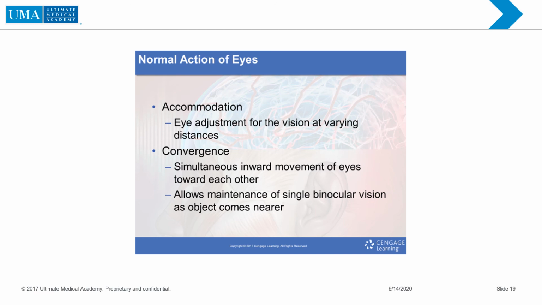And then we also have convergence. And convergence would be that simultaneous inward movement of our eyes toward each other. This would occur in an effort to maintain single binocular vision as an object comes closer to you.